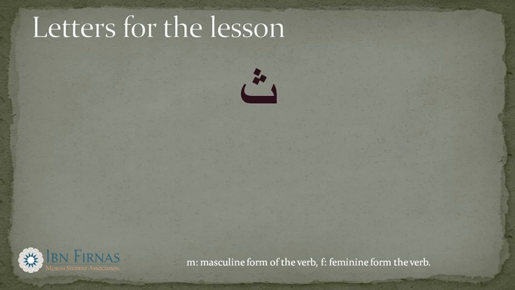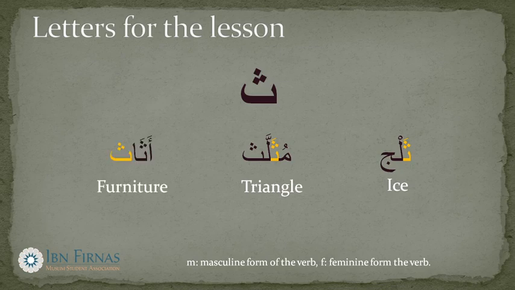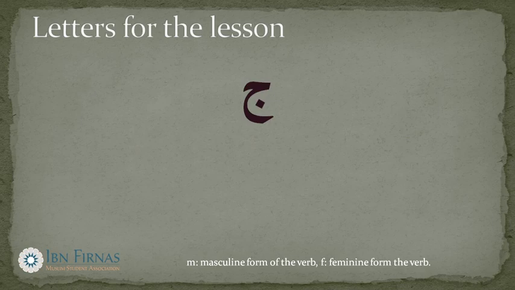For the ثاء, it looks like this at the beginning. ثلج, ice. مثلث, triangle. أثاث, furniture. And then for the جيم, in the beginning it looks like this.